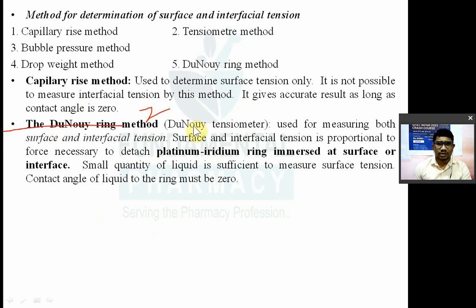इसको अपन बोलते हैं Dunoy tensiometer, also known as Dunoy tensiometer. It is used for measurement of surface as well as interfacial tension. दोनों के लिए होता है. It can measure surface as well as interfacial tension. तो क्वेश्चन इसके ऊपर क्या है? So surface and interfacial tension is proportional to the force required to detach platinum iridium ring.